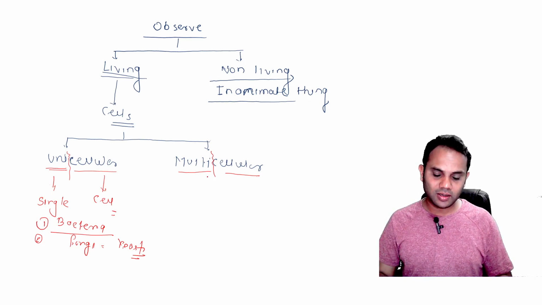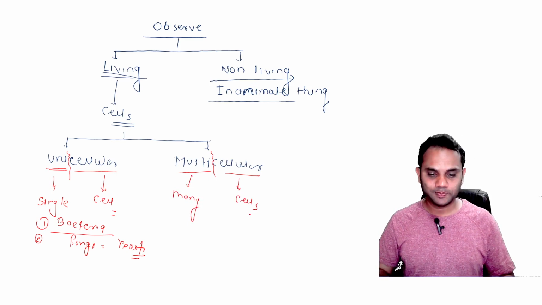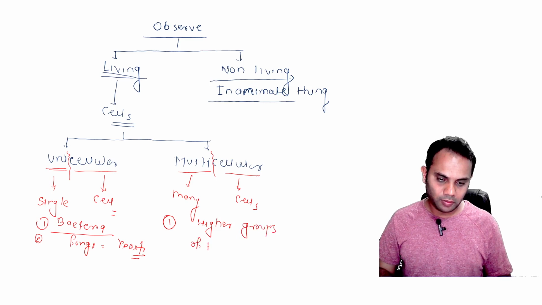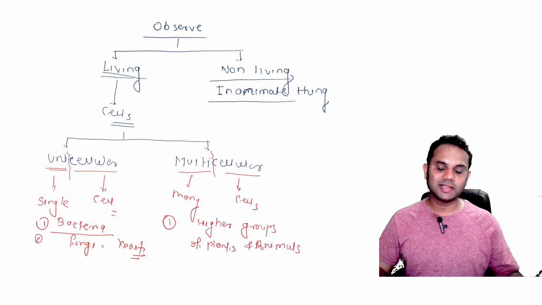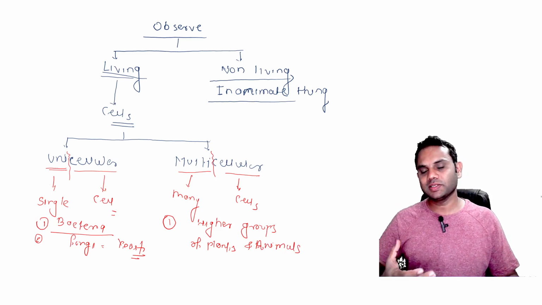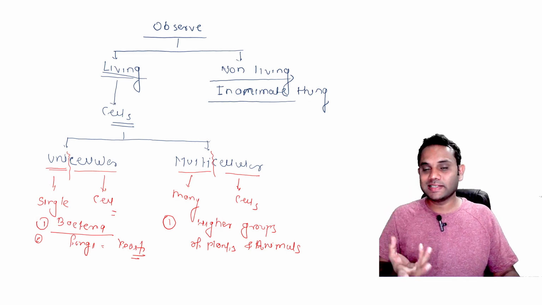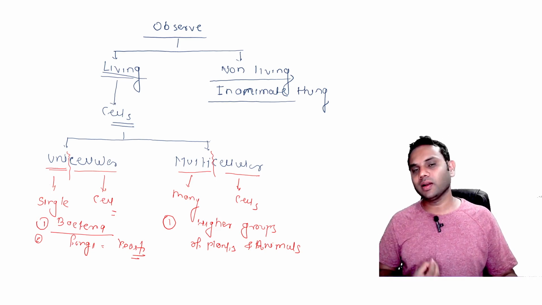Whereas in multicellular organisms, you will find many different cells. Multi means many, and cellular means cells. So for many cells, you will find the examples as higher groups of plants and animals. Say for example, angiosperm is the advanced group which has multicellular structures, or even take the example of human beings, we are also multicellular organisms.